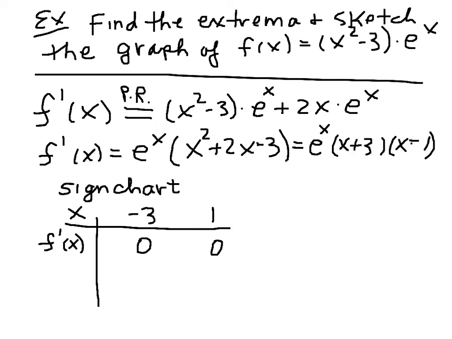To the right of 1, the derivative will be positive. Between these two roots, negative. And to the left of minus 3, positive. So what does that tell us about f? Well, remember what we know. If the derivative is positive, my function is increasing, decreasing, increasing. So right here we have a max, and here we have a min.